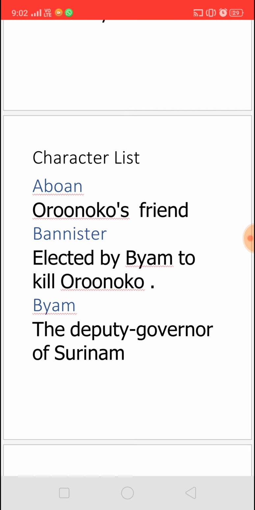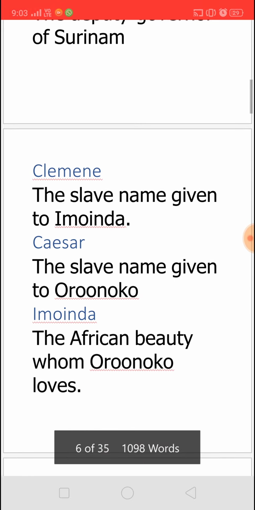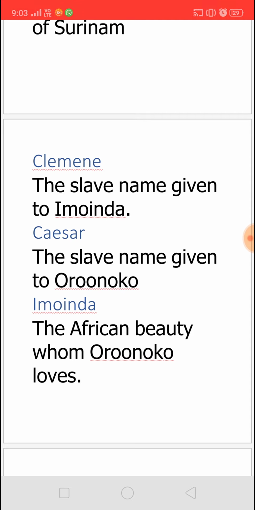Characters are Aboan, Oroonoko's friend, and Bannister. He is a person who is elected by Byam, who is governor in Suriname, to kill Oroonoko. And Byam, of course, I told you, is the deputy governor of Suriname. And Clemene, this is the slave name given to Imoinda, who is the main female character of this book. And Caesar is the slave name given to Oroonoko.